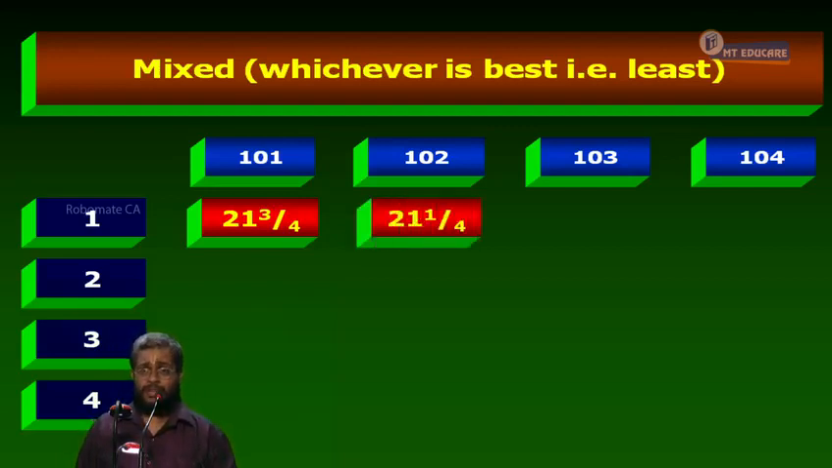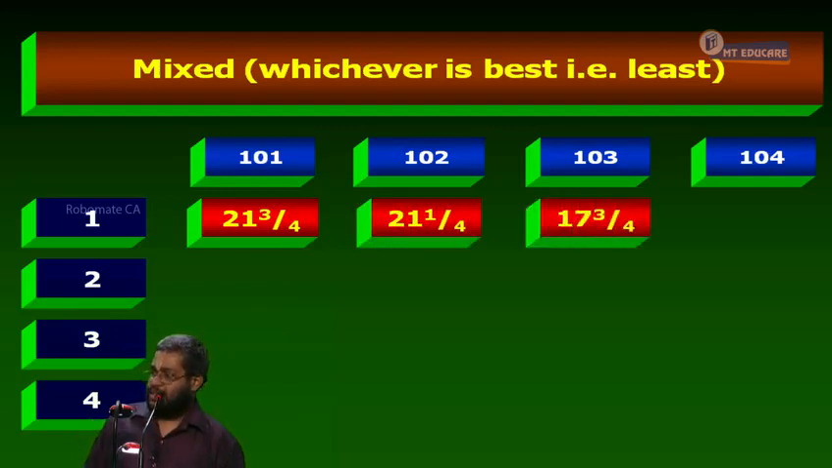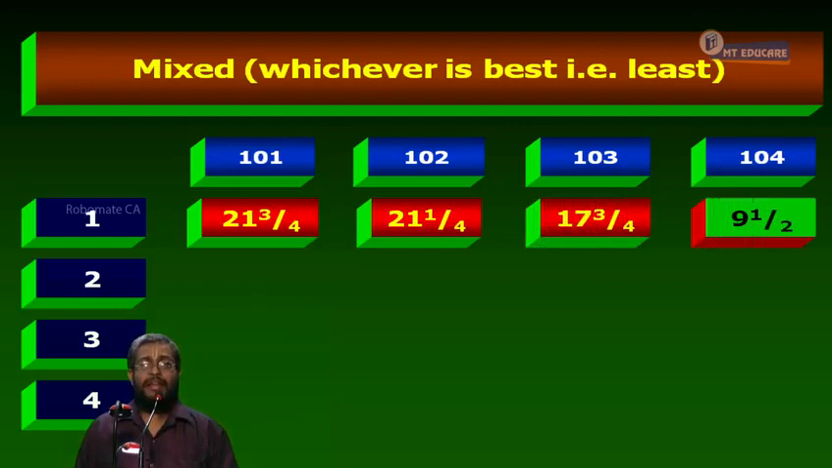Jaipur. 1 and 103, which is best? Delhi 28, Jaipur is? So which is less here? Jaipur. And 104, which is best? Or layover time? 9 and a half. In my slide, green city is what? Delhi. And pink city is what? Jaipur. Can I proceed or not?